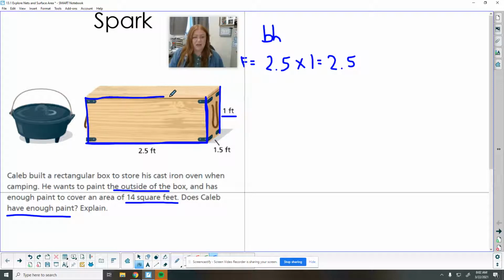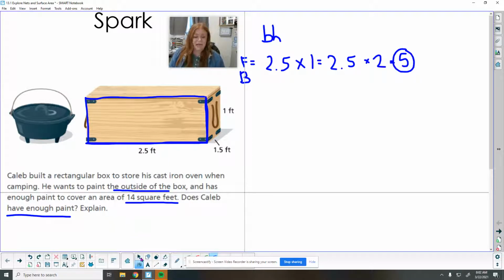We need to think though, right? This is a rectangular box here. And when I'm thinking of this, it has the same back. The front and the back are identical to each other. So I actually have 2 of these. 2.5 doubled is 5. So the front and the back together equal 5 units.